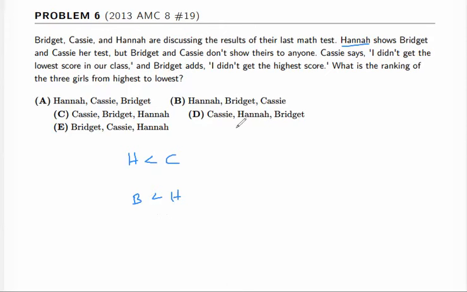So if you combine those 3, the highest is Cassie, and then Hannah is the middle, and then Bridget is the lowest. But be careful with the ordering, because if you look at some other ones, you may get confused, but I think this is good.